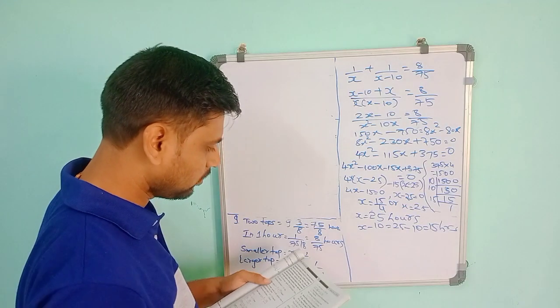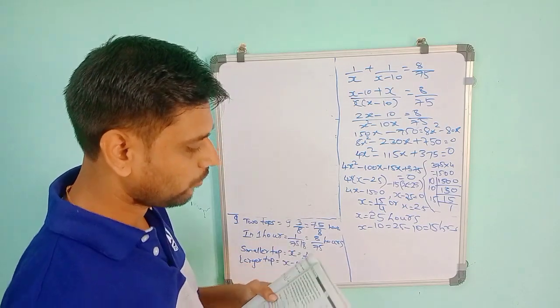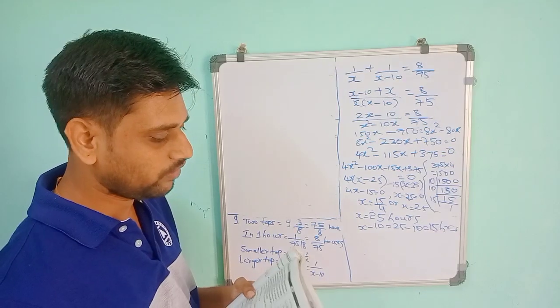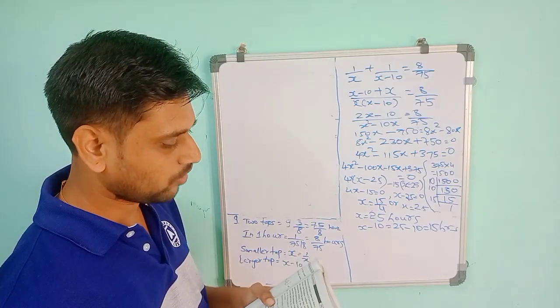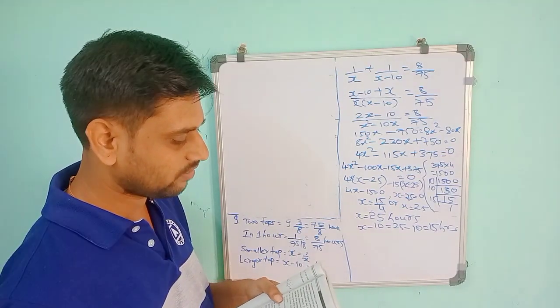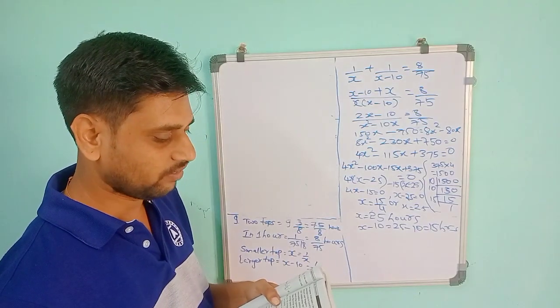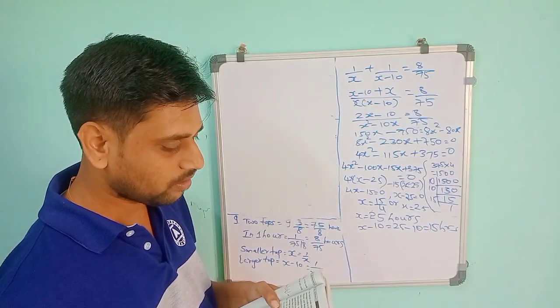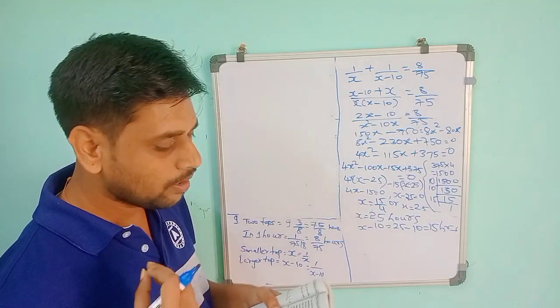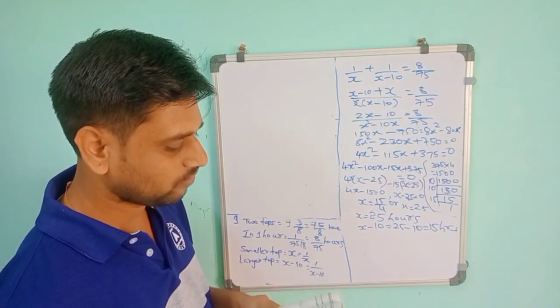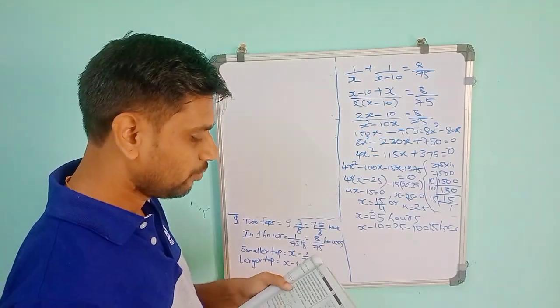What they have given: an express train takes 1 hour less than the passenger train to travel 132 km between Mysore and Bangalore, without taking into consideration the time they stop at the intermediate stations. If the average speed of the express train is 11 km per hour more than that of the passenger train, find the average speed of the train. So for this you have to find the speed of the train.